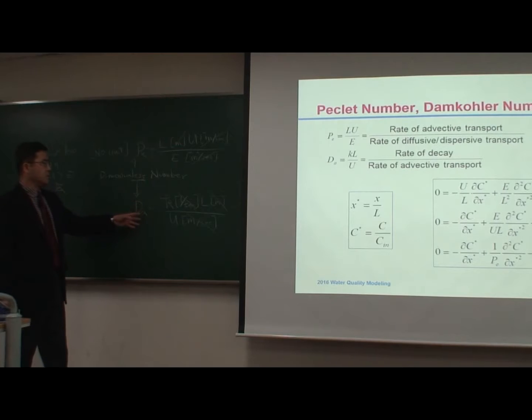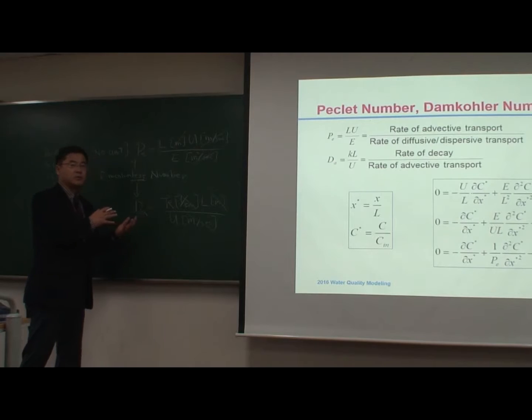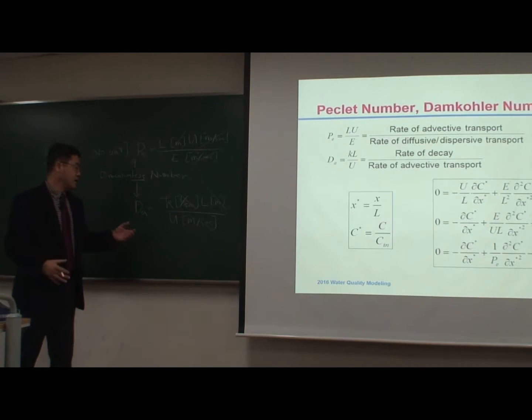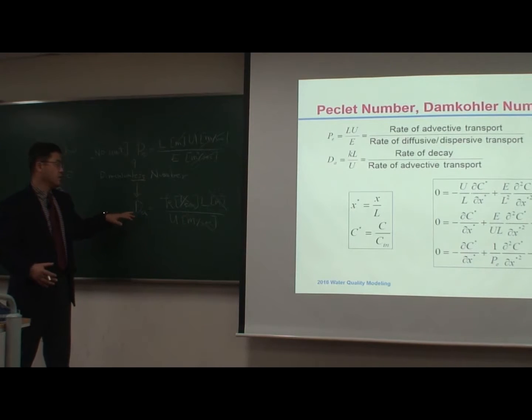Another term is the Damkohler number, and that is K versus U. That is decay and velocity. If you have a big Damkohler number, that means you have a big decay. And if you have a very small Damkohler number, then you have very small decay.